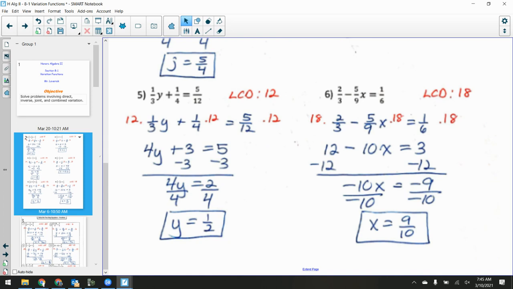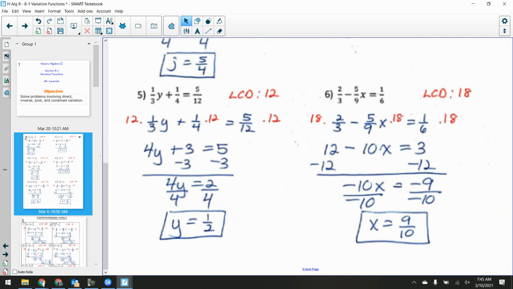Subtract the 3, divide by 4. Y equals 1/2. Number 6, the LCD is 18, or 2 times 3 times 3. That'll cancel one of the 3's to get a 2 times 3, which is a 6. Multiplied in with the 2 to get a 12. This cross cancels with a 9, just leaving a 2 left over. So 5 times 2 is 10. This cross cancels with a 6, leaving just a 3 left over. 1 times 3 is 3, and just solve.